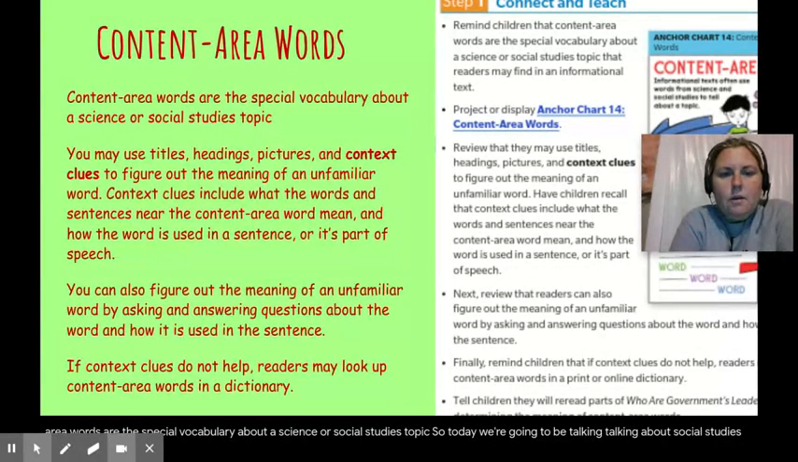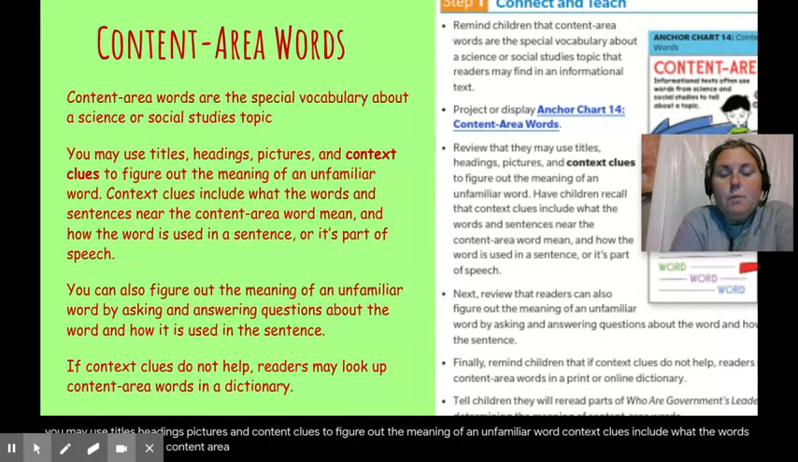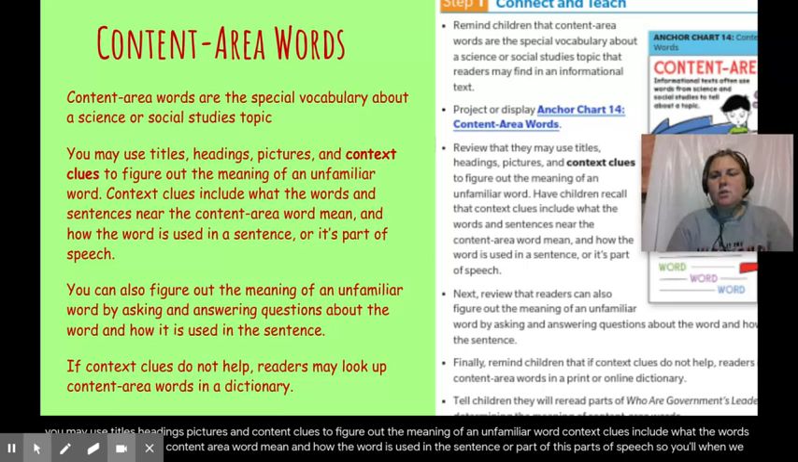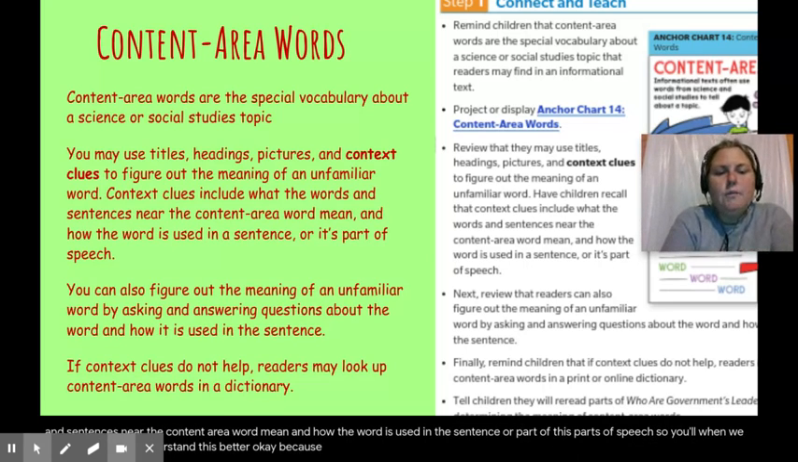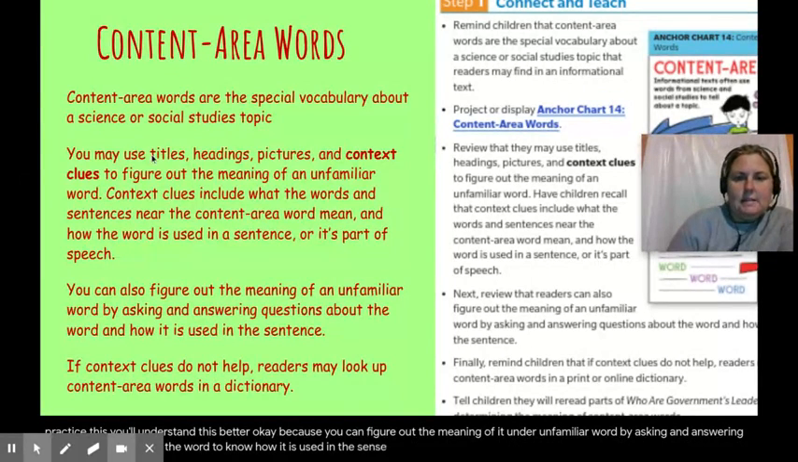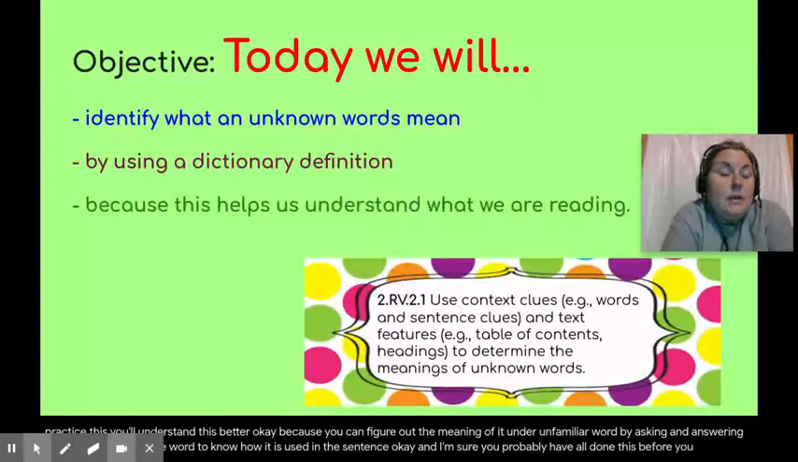You may use titles, headings, pictures, and context clues to figure out the meaning of an unfamiliar word. Context clues include what the words and sentences near the content area word mean and how the word is used in the sentence, or parts of speech. When we practice this, you'll understand this better, okay? Because you can figure out the meaning of an unfamiliar word by asking and answering questions about the word to know how it is used in the sentence. Okay, and I'm sure you probably have all done this before, you just didn't realize it.